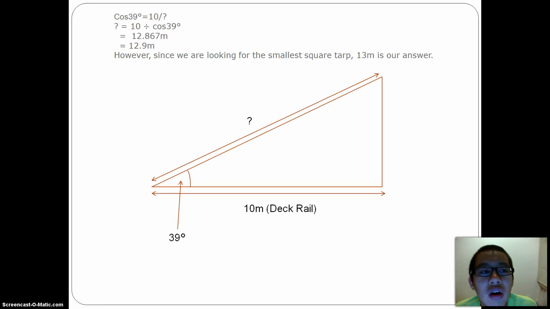So it will give you the answer of 12.867, but I'll show you on the calculator. So 10 divided by cosine 39, this is what you get. I actually truncated here, so I'll put it as three significant figures. However, we are looking for the smallest square tarp, because the tarp is a square figure, so we cannot just give it in decimals. So what is our answer? We have to round it up to 13 meters. So that is our answer.